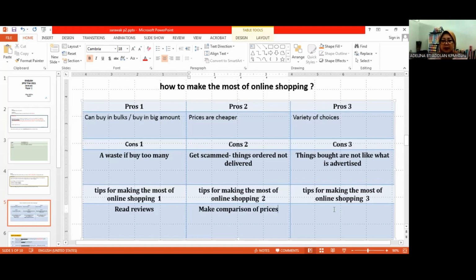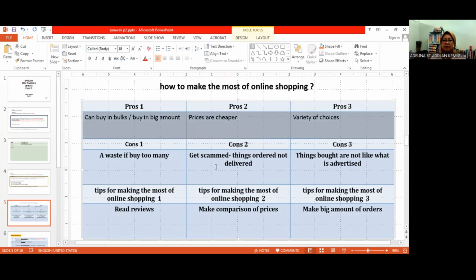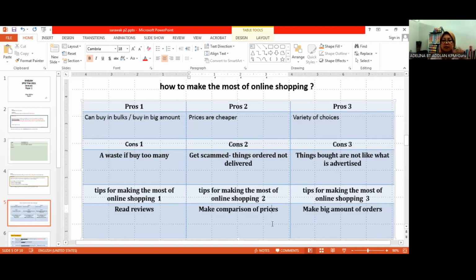Okay. Third one, you make big orders, a big amount of orders, in order for you to get a cheaper price. Probably you could share with your friends and do it by sharing. So you can see here that at the end of the day, when my students and I sit down together and discuss our paragraphing, we actually have our answers here in the box, and therefore my students have an easier access later on in comprehending the text.